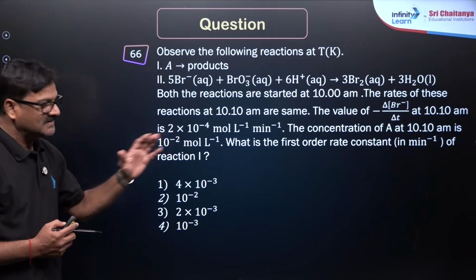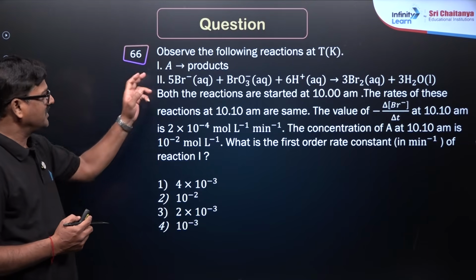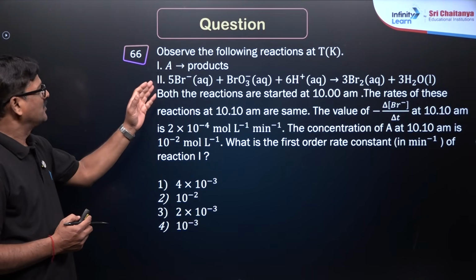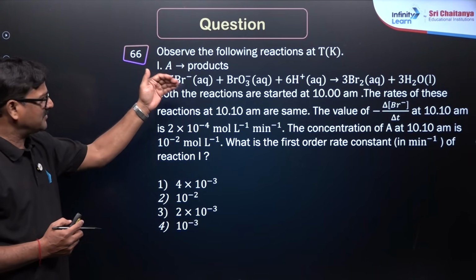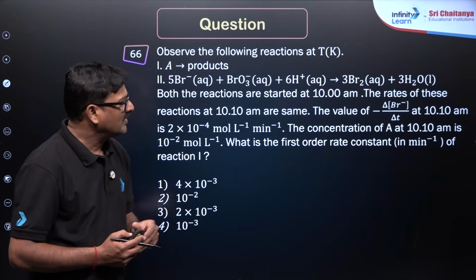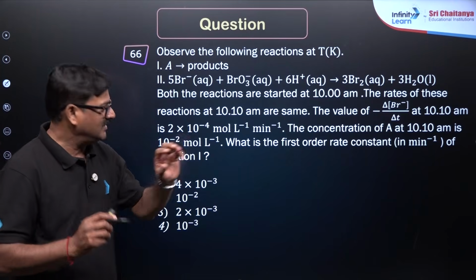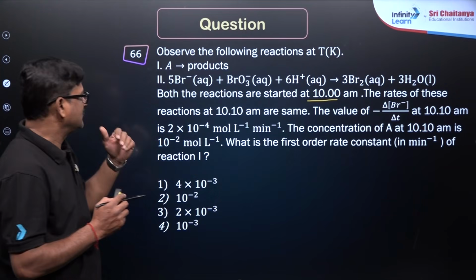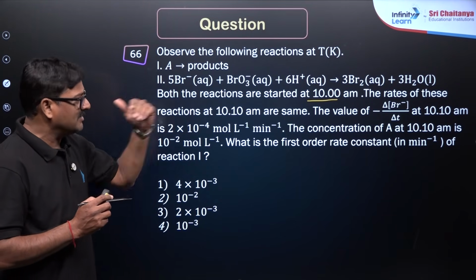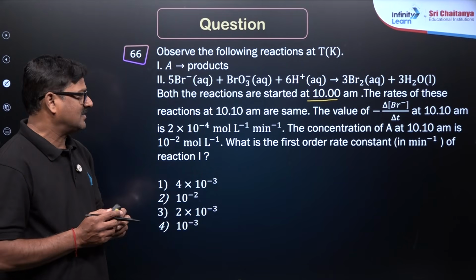Children, here is a question from chemical kinetics. Observe the following reactions. A gives rise to product, and 5Br minus plus BrO3 minus plus 6H plus gives rise to 3Br2 and 3H2O. Both reactions are started at 10 a.m. The rate of this reaction at 10 a.m. is given as minus delta [Br minus] by delta t.